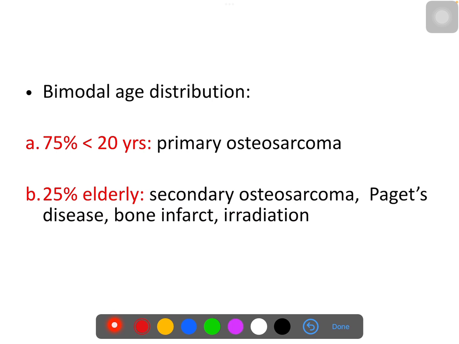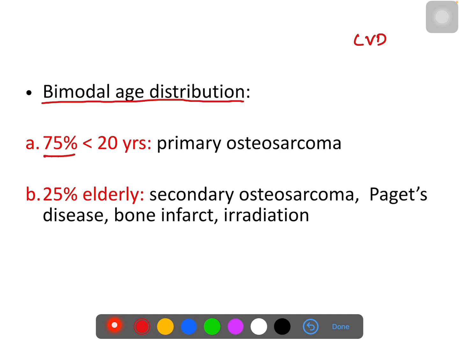Now, the bimodal age distribution. This cancer has a bimodal age distribution. What exactly is bimodal age distribution? If you look at the patients who are suffering from osteosarcoma, you will find that there are two distinct age groups that are generally suffering from the disease. For example, cardiovascular diseases are generally found in older patients. You do not find young adults suffering from cardiovascular diseases. But this disease has a bimodal age distribution. That means there are distinct age groups that are suffering from this disease.